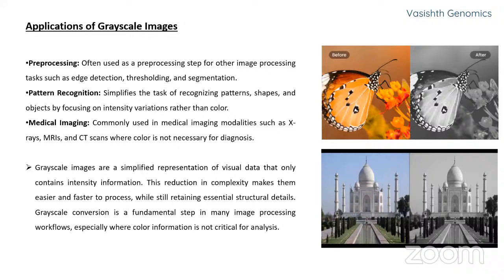So grayscale images are a simplified representation of the visual data that only contains intensity information. This reduction in complexity makes them easier and faster to process. It is a fundamental step in many image processing workflows, especially where the color information is not critical for analysis.